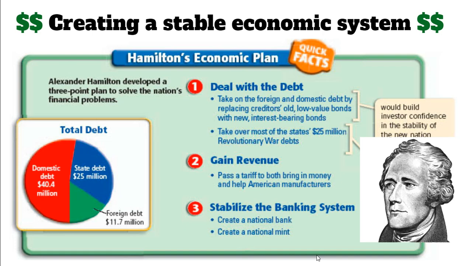We have Hamilton with his economic plan, and these are the basic tenets of his plan. The first is to deal with the American Revolution debt. It says here to take on the foreign and domestic debt by replacing creditors' old low-value bonds with new interest-bearing bonds, and also to take over most of the states' $25 million in Revolutionary War debt. He also needs a way to raise revenue, and taxes are usually a way to do that. He passes the whiskey excise tax and also asks for a tariff on imported goods, but he doesn't get that piece. And lastly, to stabilize the banking system, he wants to create a national bank and also a national mint to produce currency for the country.